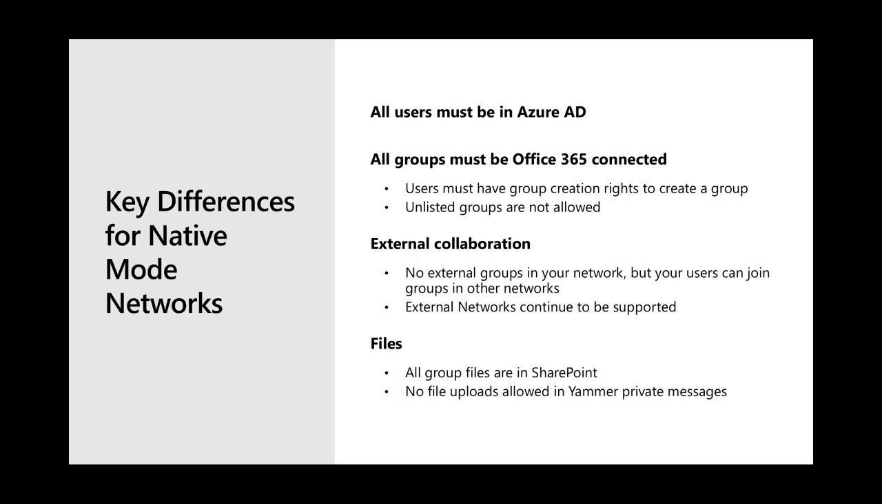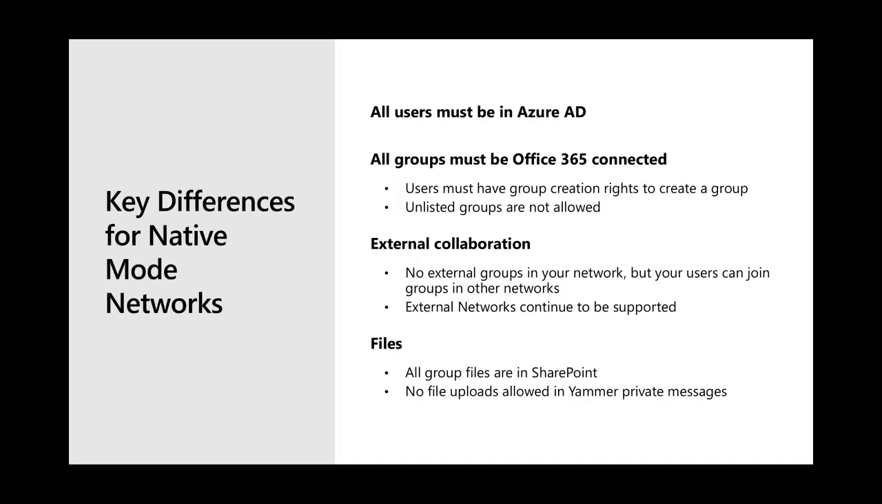There's a couple of important caveats here for external collaboration. Right now, external groups are not supported in native mode. That is something we're actively working on and expect to have available later in the second quarter of this year. But as of now, when you enable native mode, external groups will no longer be available. External networks, however, will continue to be supported as they are today. And you can also have your users join external groups hosted by other networks. You just can't create any external groups in your own network.